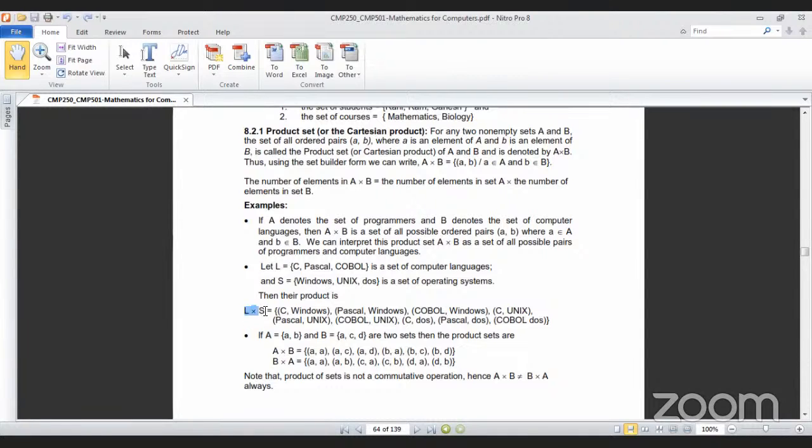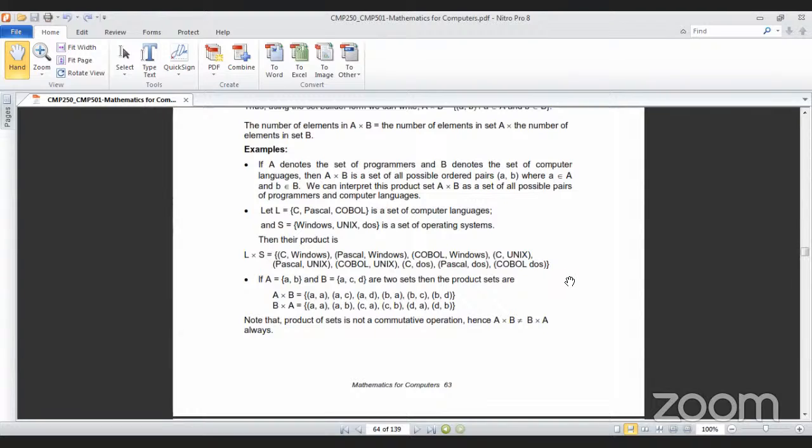So here we need to find L cross S. All the terms of L will be in the first component. This is called the first component, and this is called the second component. And this (a, b) in brackets is called an ordered pair. It is the set of all ordered pairs. So C is done. After that, Pascal: (Pascal, Windows), (Pascal, Unix), and (Pascal, DOS). COBOL: (COBOL, Windows), (COBOL, Unix), and (COBOL, DOS). All of these are done, so this will be the Cartesian product.